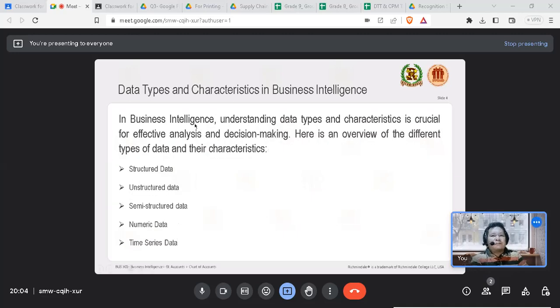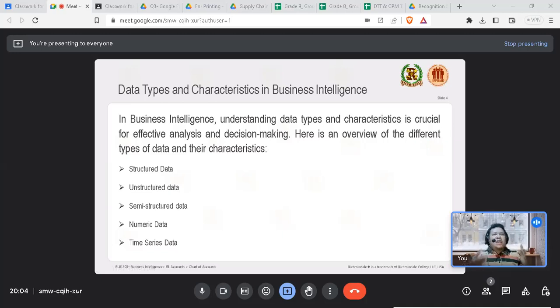So, data types and characteristics in business intelligence. In business intelligence, understanding data types and characteristics is crucial to effective analysis and decision making. So here is an overview of the different types of data and their characteristics. First is structured data. So what is structured data?